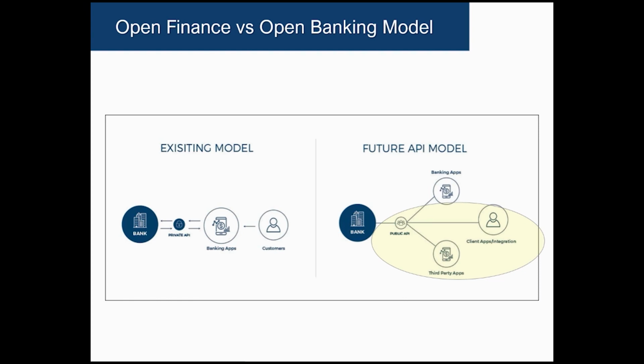If we do a quick comparison between the two, with open banking, the existing model, you have banks using private APIs to share information with banking apps and their customers. With a future state open finance model, we now have public APIs being used to share information with banking apps, client applications, as well as integration, but also with third-party apps. So as mentioned earlier on, the risk surface is certainly expanded, and that has to be taken into consideration when designing those future state models.